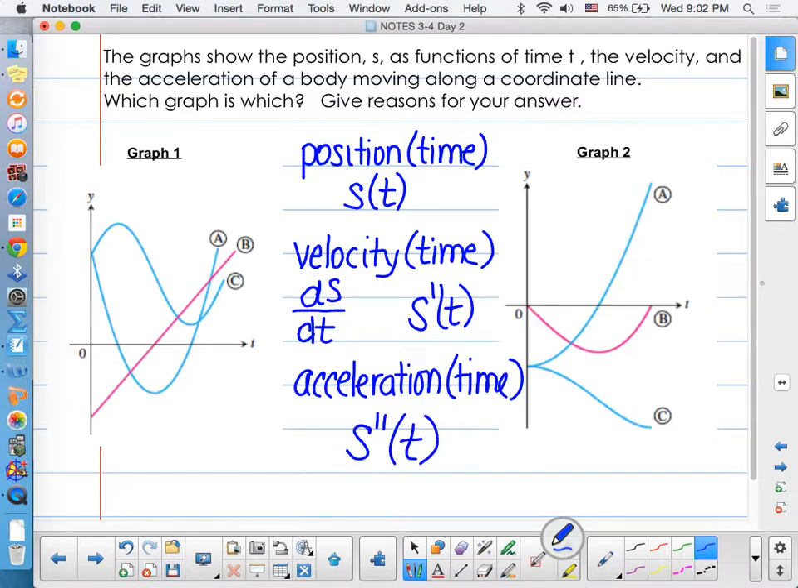So stop the video at this point. See if for graph number 1 you can identify which is the original position time function, which is the velocity as a function of time, and which is the acceleration as a function of time. Then come back and turn it back on and check graph 1.